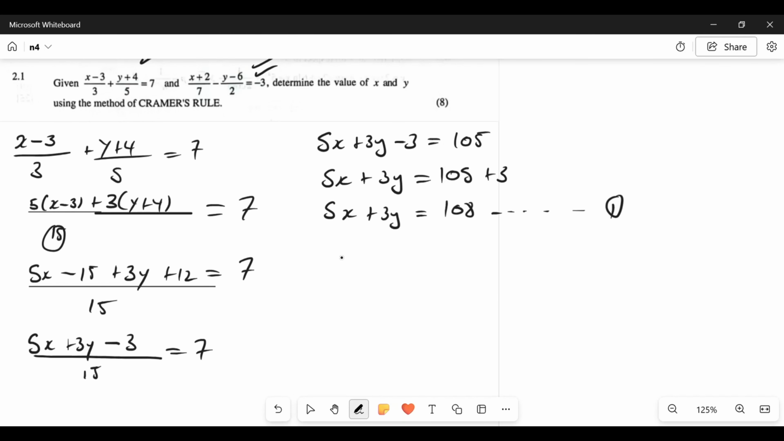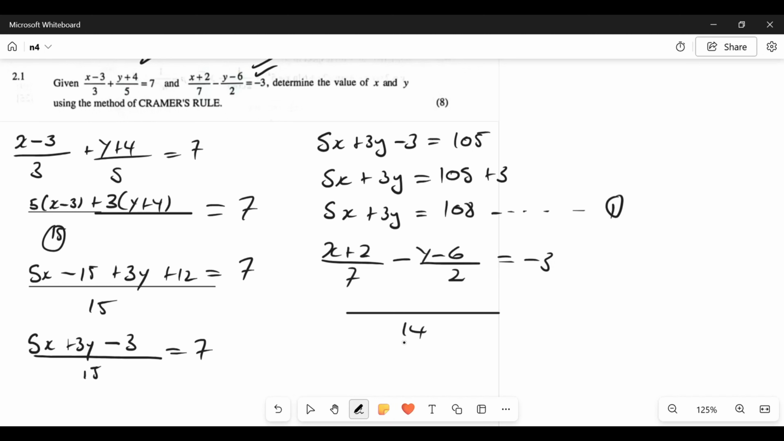So the second equation is going to be (x + 2)/7 − (y − 6)/2, all this equaling negative 3. Again, here we need to find our LCD. So our LCD here is 7 multiplied by 2, that is going to be 14.